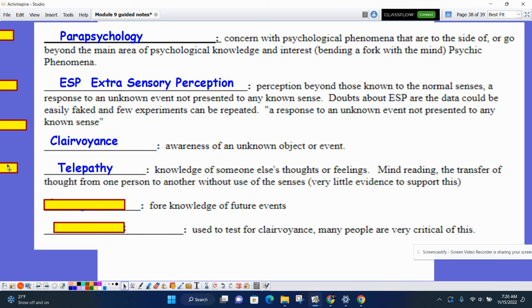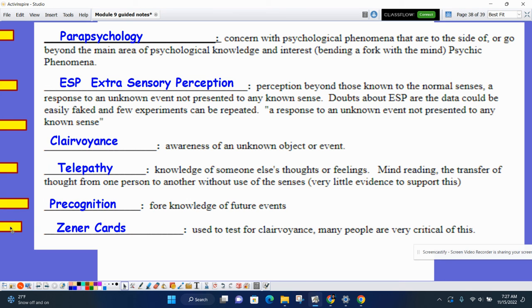Telepathy, this idea that you can know somebody else's thoughts and feelings. Well, sometimes people kind of reveal that maybe through their body language and such. I don't know if you can really read people's minds necessarily, but you might get an idea of how they're feeling just by how they're acting or speaking. Precognition, this idea of knowledge of future events. Again, we probably don't have the ability to test that, but you can make guesses, I guess.